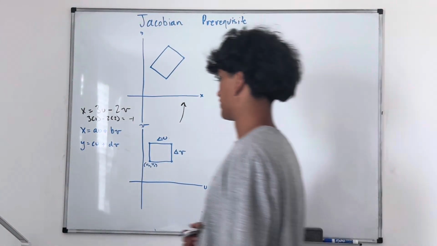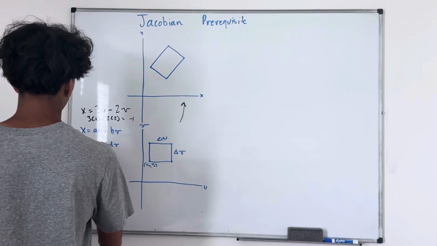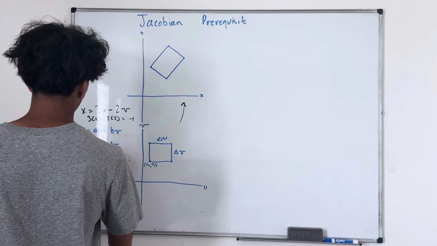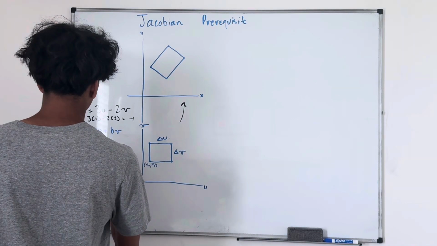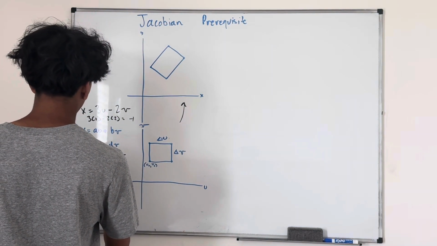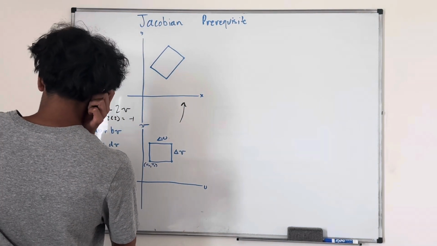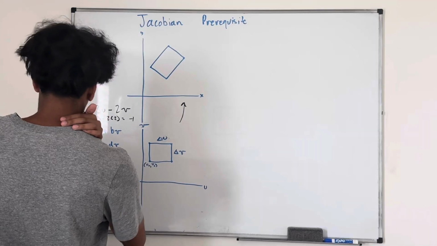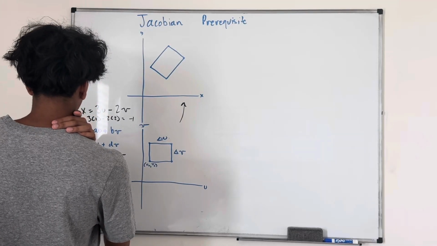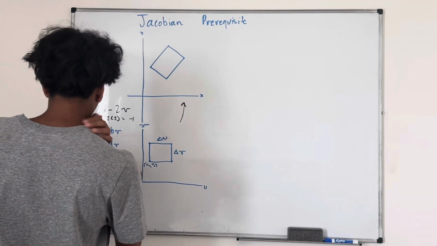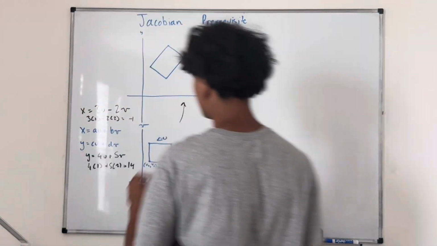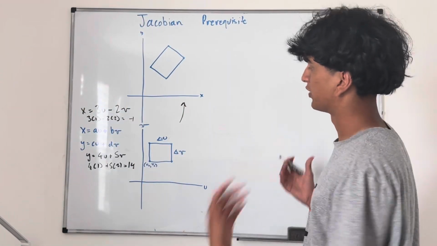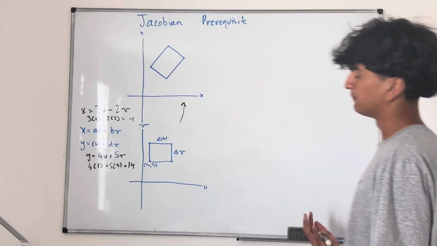To find the Y coordinate, let's say Y is equal to 4U plus 5V. If I do the same thing, 4 times 1 plus 5 times 2, I would get 14. So this coordinate, when transformed, would end up at (-1, 14).